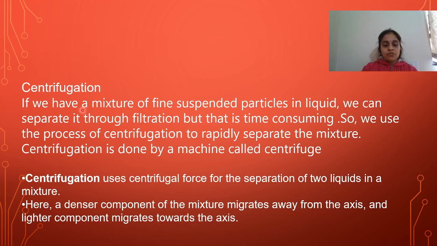The next method is centrifugation. If you have a mixture of fine suspended particles and liquid, we can separate it through filtration, but that is time consuming. So we use the process of centrifugation to rapidly separate the mixture. This is done by a machine called a centrifuge. Centrifugation uses centrifugal force for the separation of components in a mixture. Hence, denser components of a mixture migrate away from the axis and the lighter components migrate towards the axis.